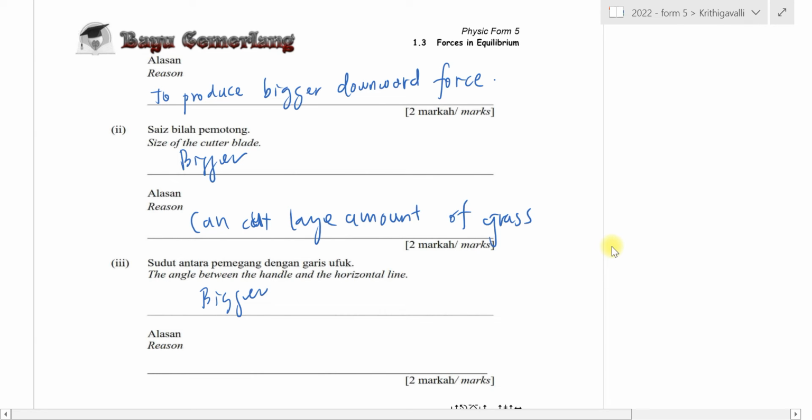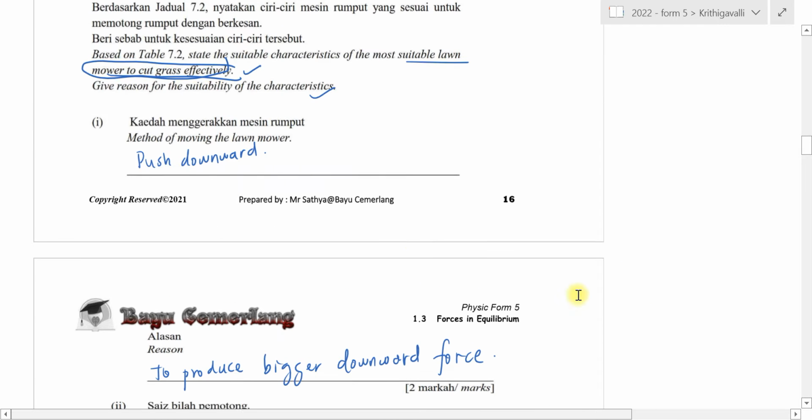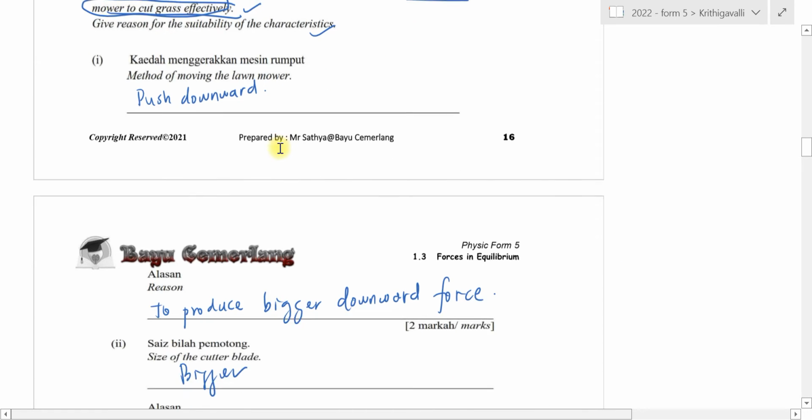So why it's actually the same, to produce the bigger downward force, but don't use exactly the same statement. You modify it a little bit. Maybe I just put it like this: bigger force exerted on the ground. It's basically the same thing, but I just modify my sentence a little bit, because for the same purpose we do modification on the angle and the method of moving the lawnmower.